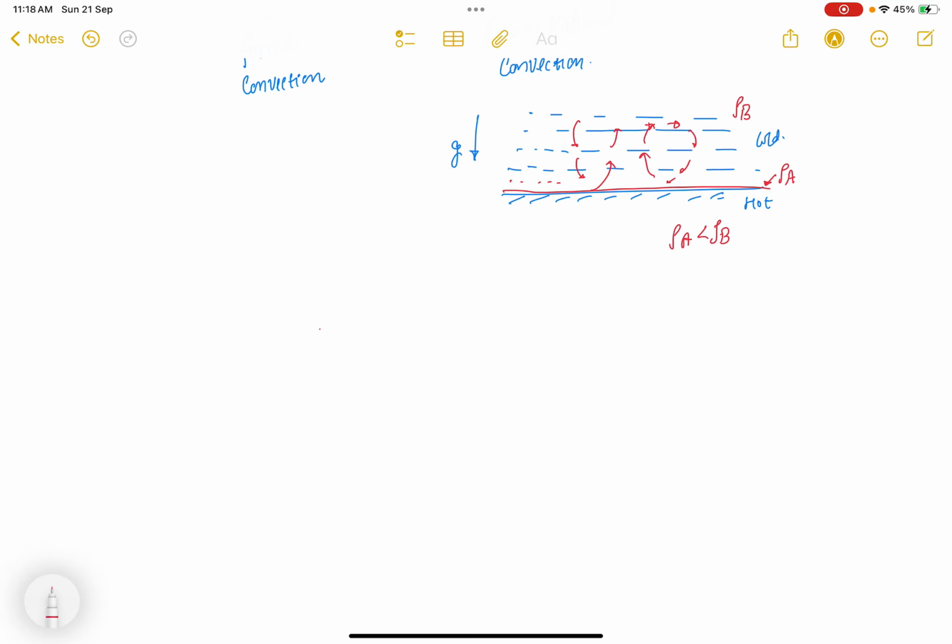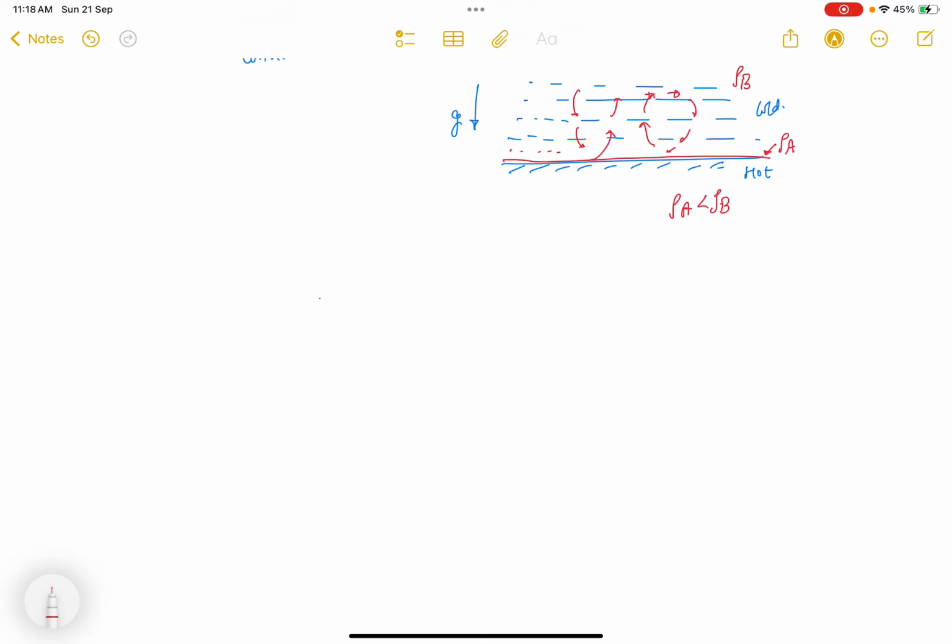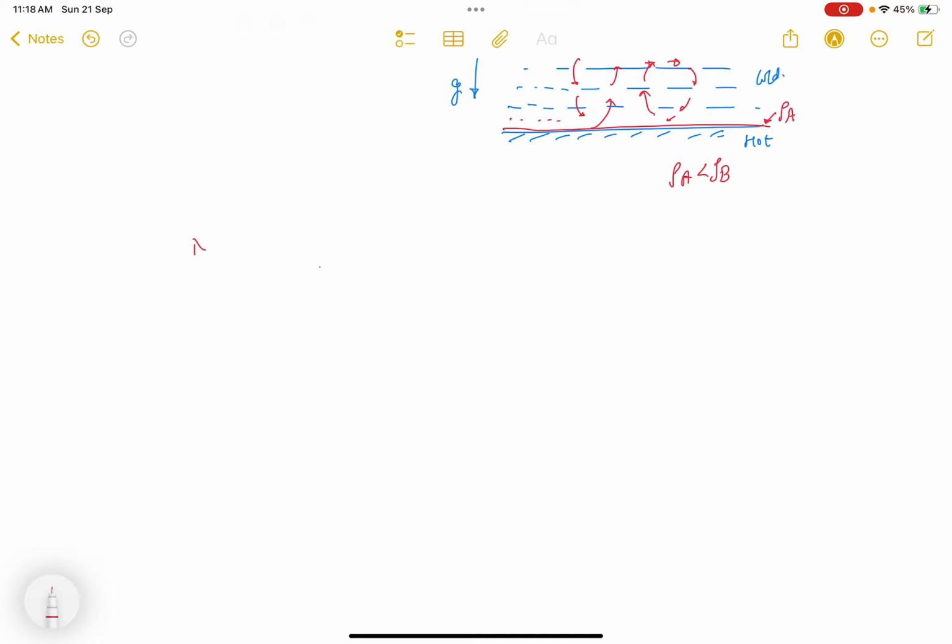So the governing equation of the convection is Newton's law of cooling, which states that convective rate of heat transfer is directly proportional to the temperature difference and surface area. Right? Like in conduction, the governing equation was Fourier's law of heat conduction. In convection, the governing equation is Newton's law of cooling. So we are going to introduce this here.